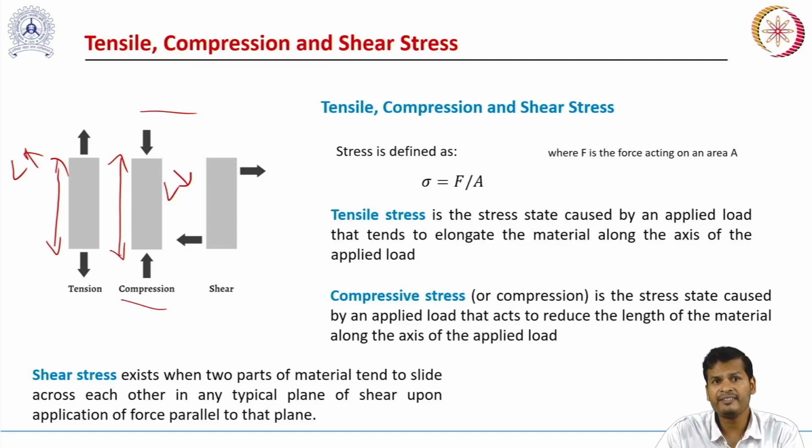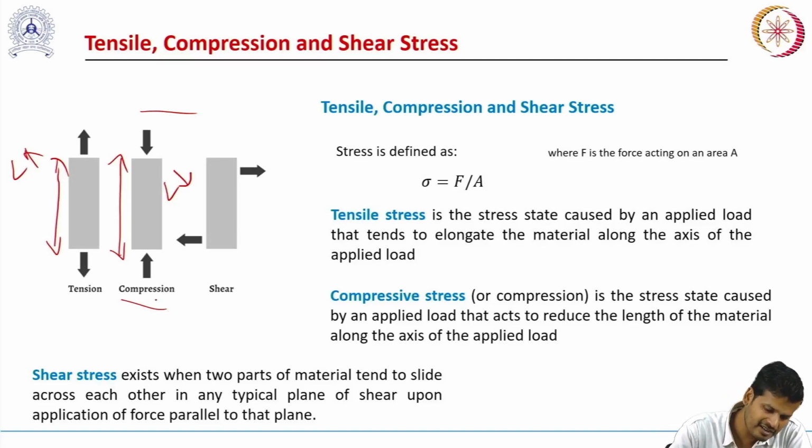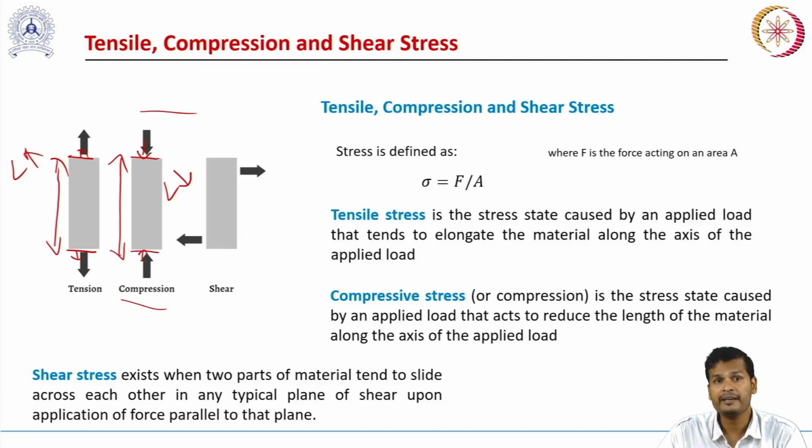In the case of tensile and compressional stress, the force is acting here and we are trying to pull the body apart. The force is acting here, and we are trying to pull the body apart. And here the force is acting here and we are trying to compress the body. Whereas a shear stress is where the force or the load is applied tangentially to the body, and it makes different parts of the material slide over each other.